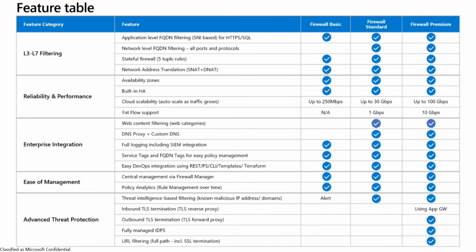Web categories and URL filtering means that instead of managing thousands of individual FQDNs, you can allow or block entire categories. For example, you can block an entire category of social media or gambling, and you could also filter specific URLs. With that, let's move on to Microsoft Sentinel.